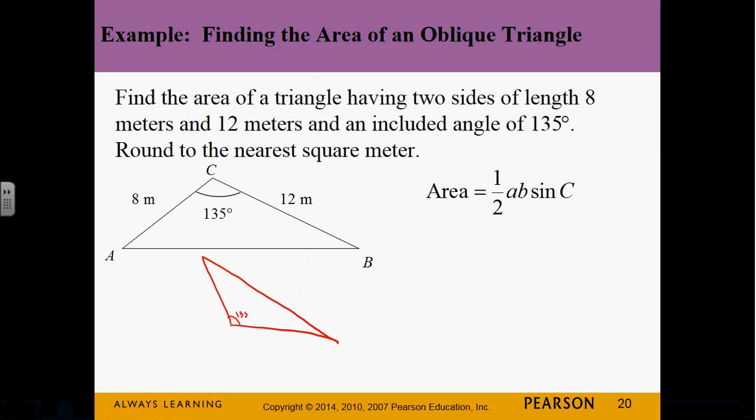this is 135, and this would be 8, and this would be 12, this would be C, this would be A, and this would be B. If I turned it on its side, now I have a right triangle here. I can find that height.